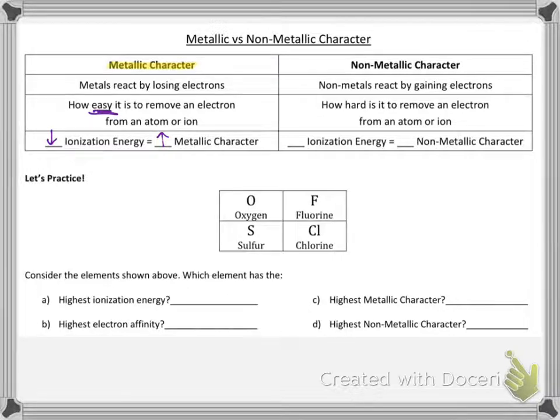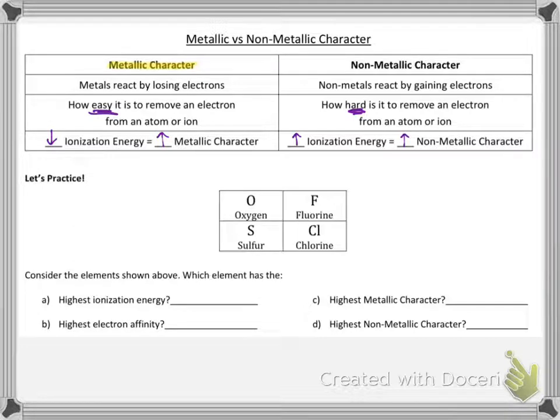Non-metallic character is literally the opposite, because nonmetals are defined as species that react by gaining electrons. So in this case, the harder it is to remove an electron, the higher its ionization energy, that's going to mean it has a very high non-metallic character. It's going to try to react like a nonmetal.